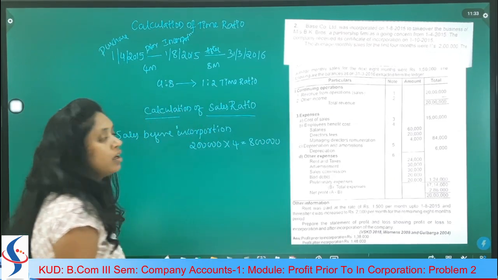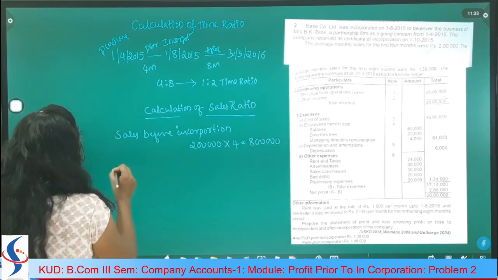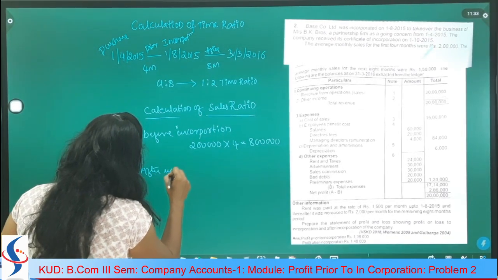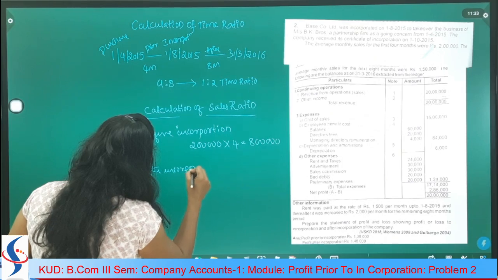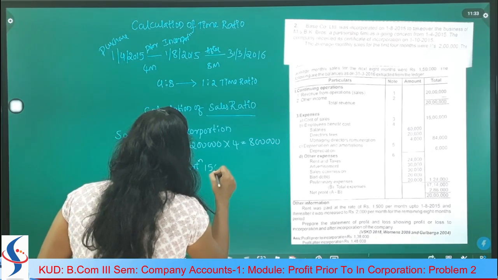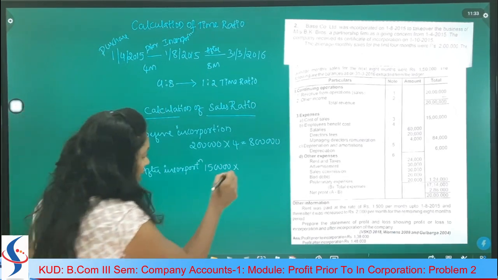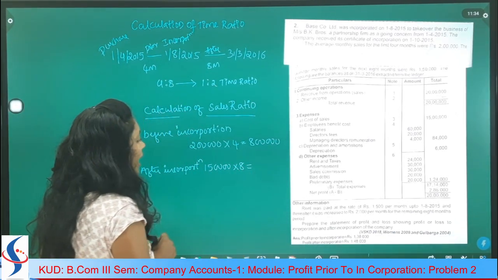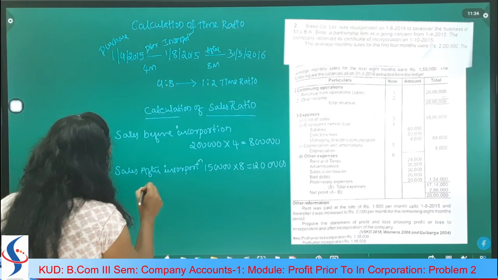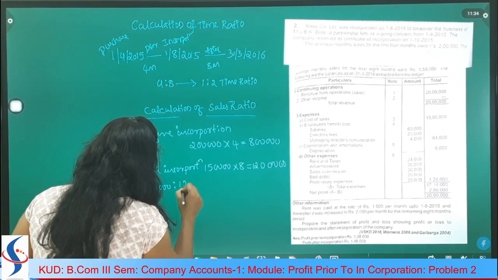Before incorporation, the company earned sales of 8 lakh, and sales after incorporation, how much? It is 1,50,000 as they mentioned per month. How many after months do we have? 8 months. 1,50,000 into 8. How much will it come? 12 lakh. So therefore, prior period sales is 8 lakh and after period sales is 12 lakh.